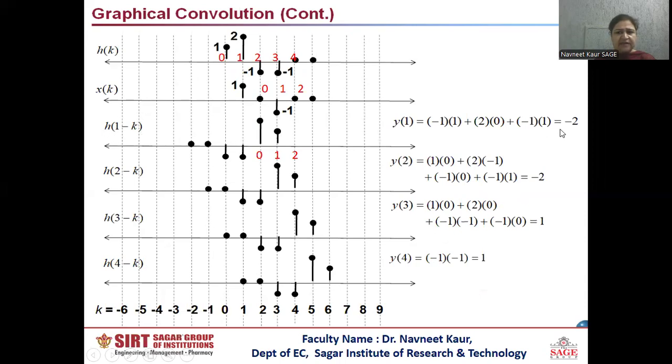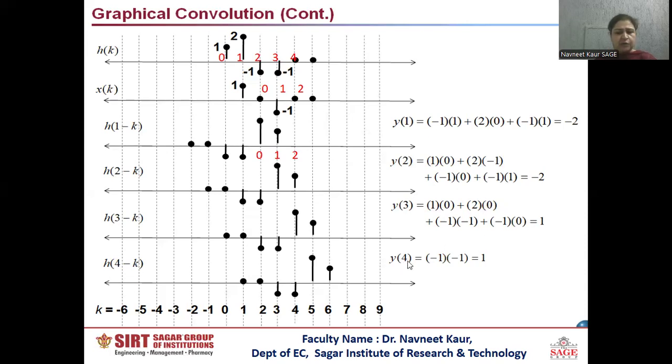I will get the result minus 2. Then I'll find y2, which is xk multiplied by h2 minus k. The result will be minus 2. Then I'll find y3 and I'll find y4. After y4, y5, y6 will be 0 because again there will be no common samples between xk and h5 minus k, h6 minus k and so on.